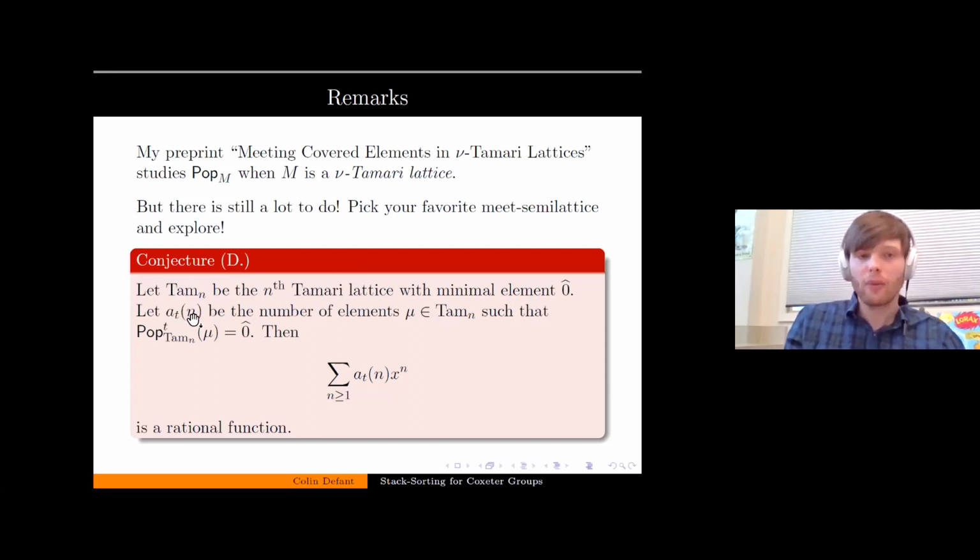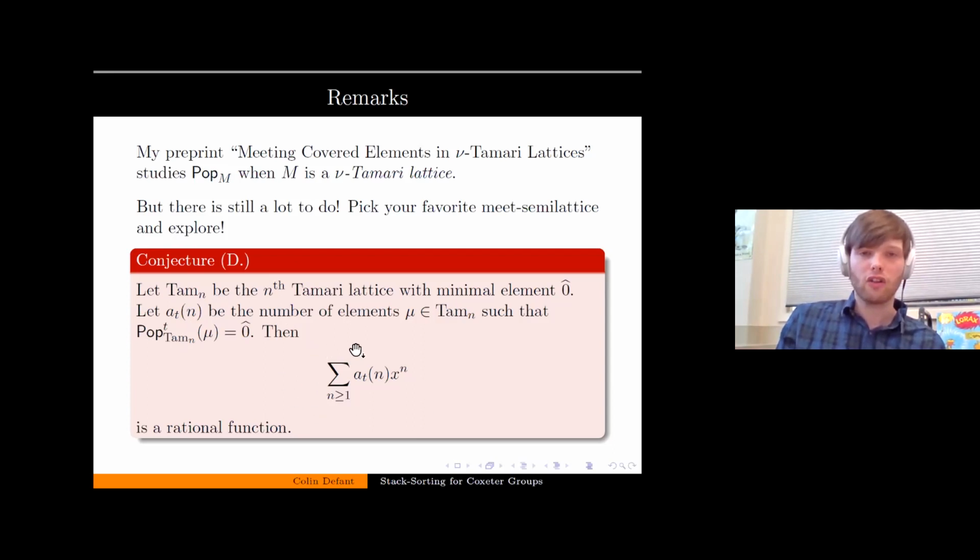And I'm going to let a sub t of n be the number of elements of this Tamari lattice that get sent to the bottom element after at most t iterations of this pop. Okay, so this is just saying that it's the number of elements such that they get sent to the bottom after t or possibly fewer than t iterations of this pop operator. So I count those up, that's a sub t of n.